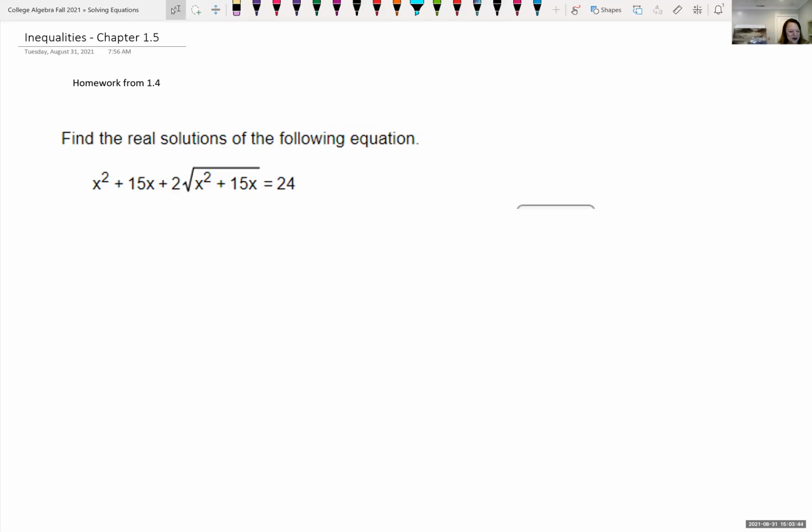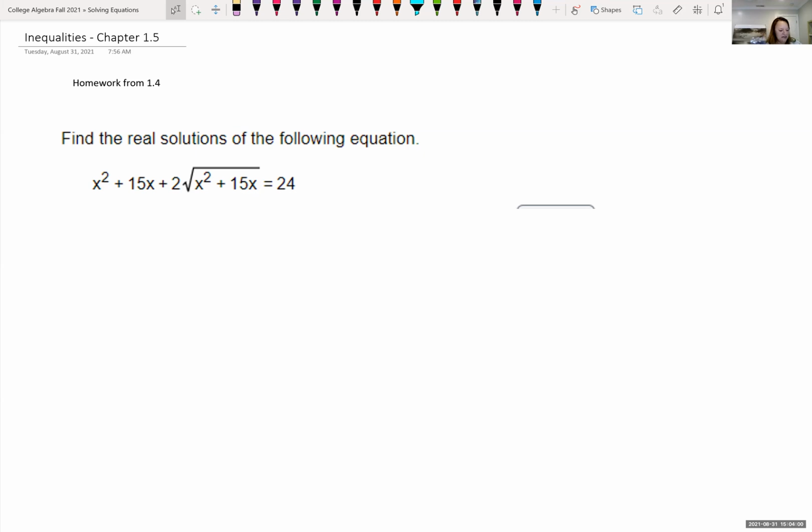Morning. So we are going to start by looking at one of the homework problems that you should have done last week. And then we'll get into some new material. So the following example says, let's find real solutions of the following equation.